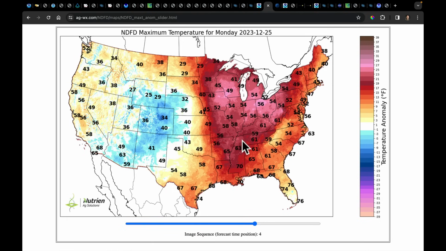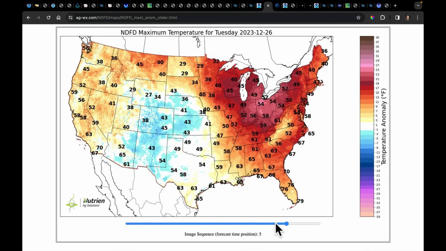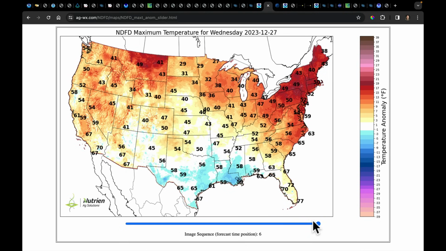So this is what I like. I know a lot of you would not like to see this, but I'm only thinking about agriculture here. Keeping it warm means that the water soaks in, and that's what we want. We don't want frozen soils just yet. So, very mild Christmas Day. Getting into Tuesday, it'll be mild and wet, and we play this out to next Wednesday, and we continue to see most of the northern half of the country with mild conditions.